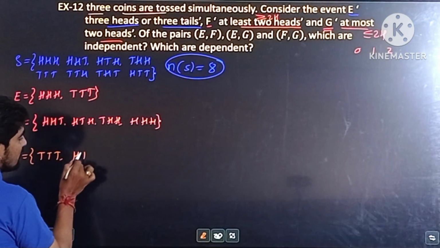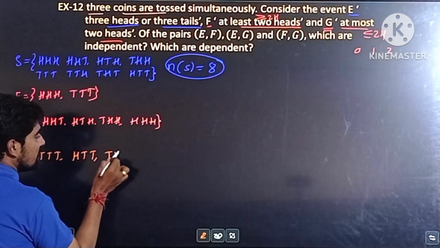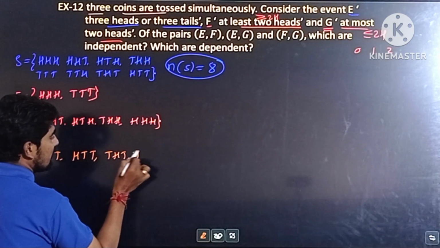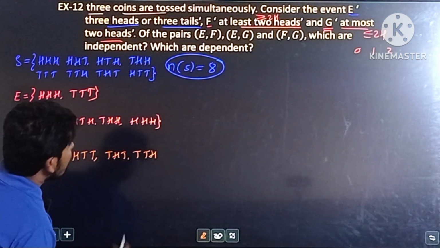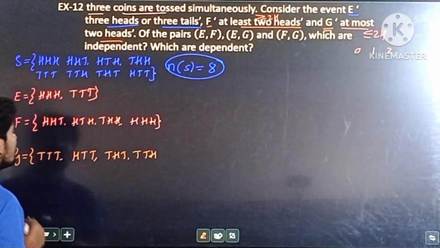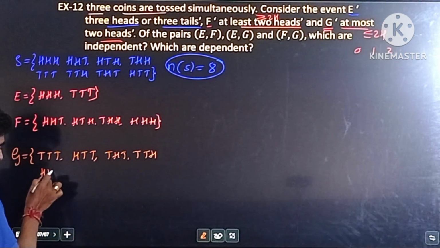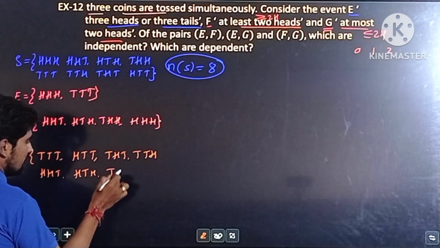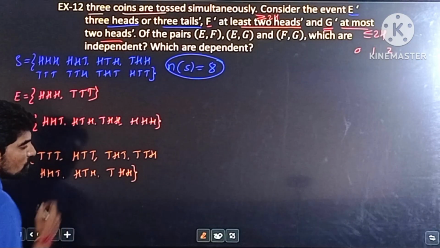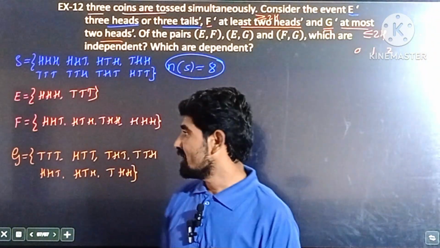That is HTT or THT or TTH. So these are the only 3 outcomes with 1 head. And then the number of outcomes with 2 heads: 2 heads is HHT or HTH or THH. So these are the only 3 outcomes with 2 heads.